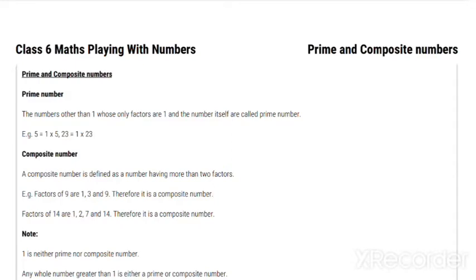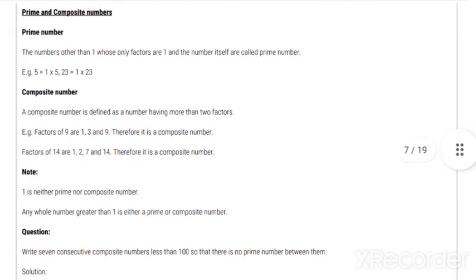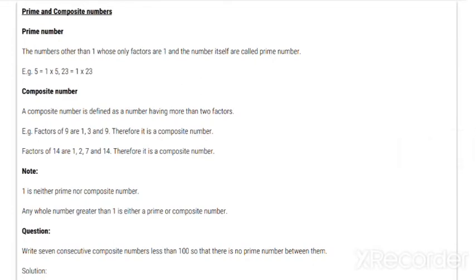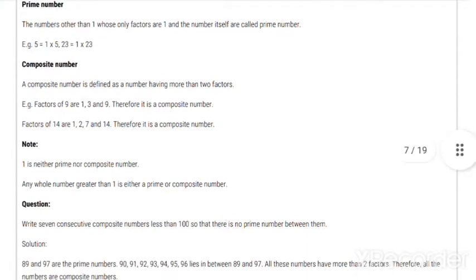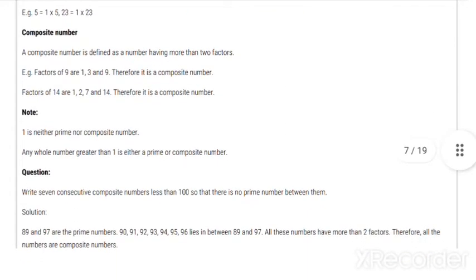Next, composite number. A composite number is defined as a number having more than 2 factors, like 9 and 14 are composite numbers. And children, if you see carefully, the factors are more than 2 for the given numbers 9 and 14. Now, children, note 1 is neither prime nor composite number, and any whole number greater than 1 is either a prime or a composite number.